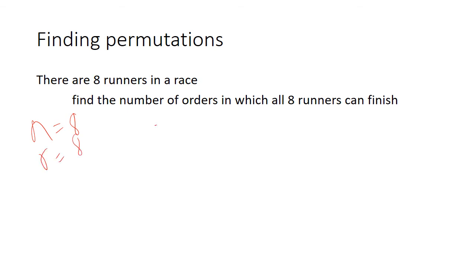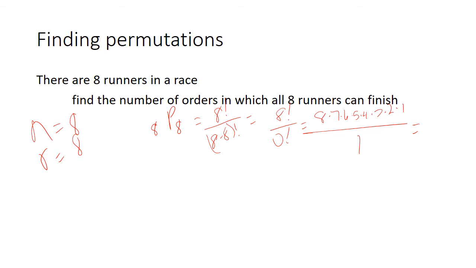So we'll have 8P8. The P stands for permutation. We want our n factorial, which is 8 factorial over 8 minus 8 factorial. So what I'm really looking for is 8 factorial over 0 factorial, which is going to be 8 times 7 times 6 times 5 times 4 times 3 times 2 times 1 over 1. And 8 factorial is 40,320. There are 40,320 ways that those 8 runners can come in and finish that race.